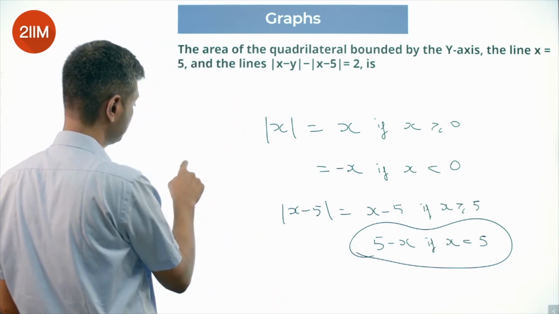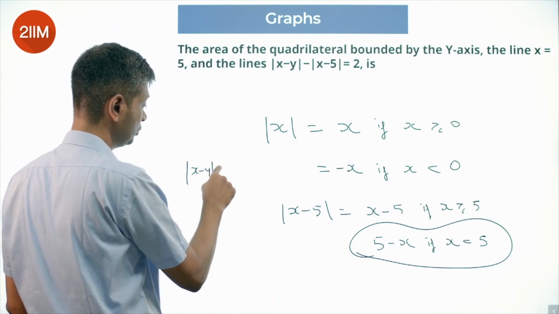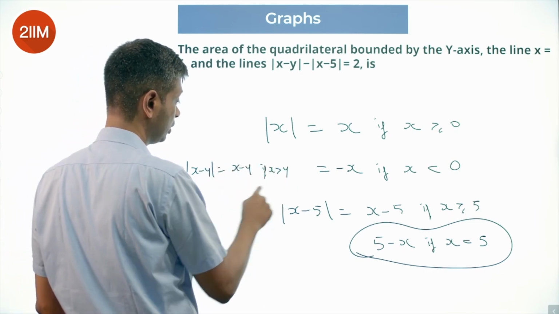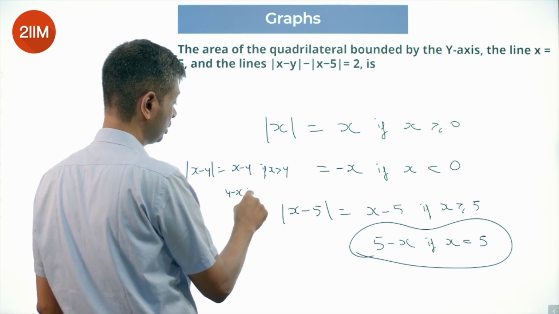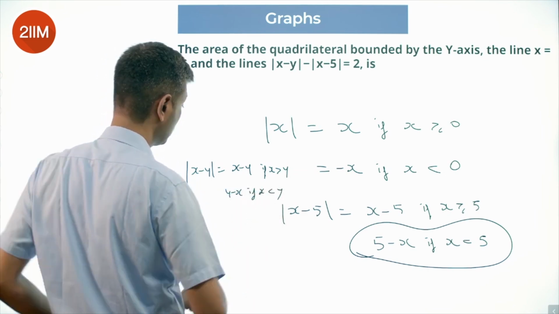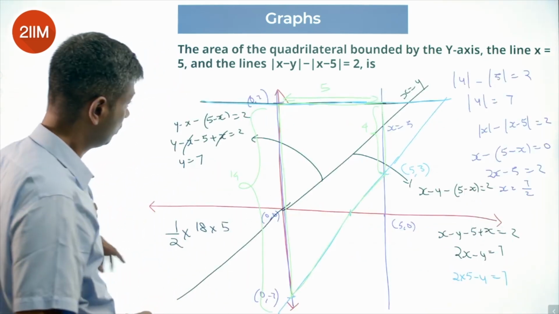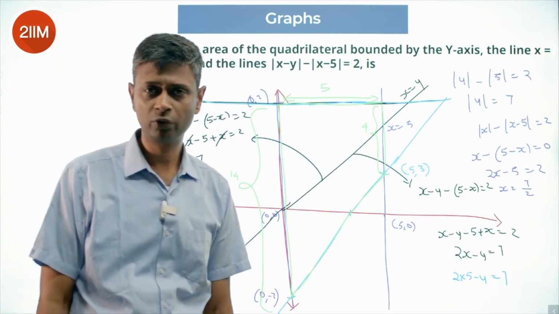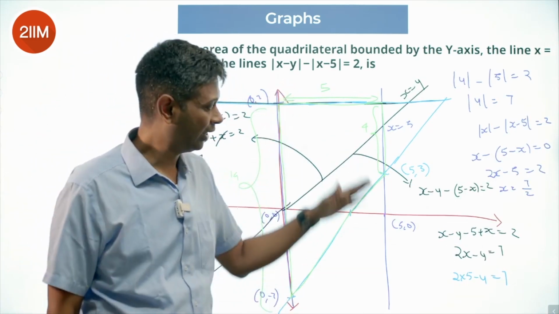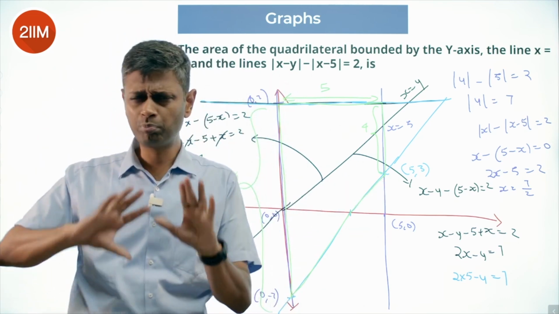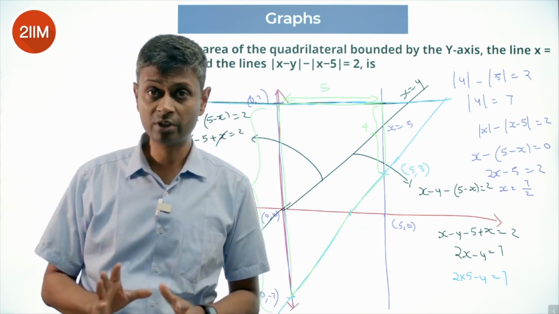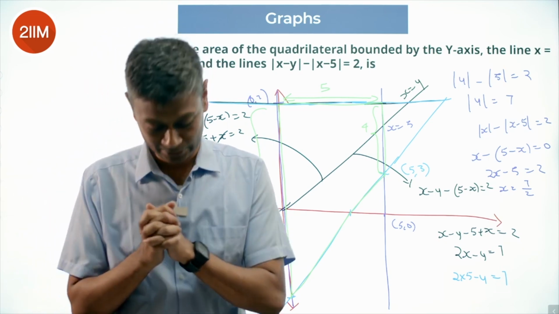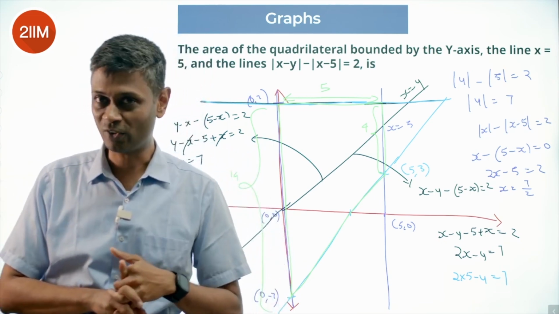Modulus of x minus y equal to x minus y if x is greater than y, equal to y minus x if x is less than y, which is why we get this and this, two different shapes, two different lines for that. For x greater than y, x less than y. Super interesting question, super challenging question, super time consuming question, a right royal pain in the neck, right? But lovely, interesting to solve.